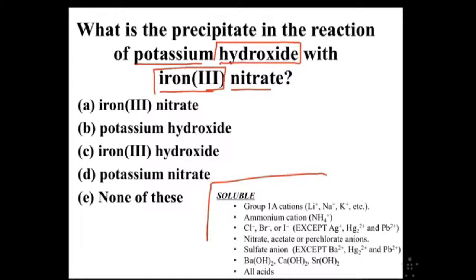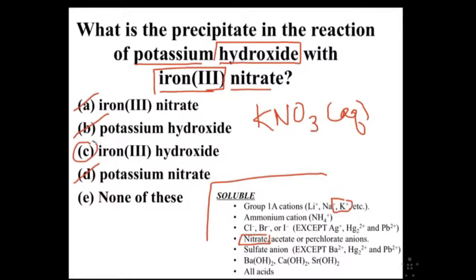Potassium nitrate, KNO3. If we look at the solubility guidelines, nitrate is soluble, potassium is soluble, so that's going to be aqueous, so that's not our precipitate. Potassium hydroxide was one of our reactants, that's clearly aqueous and not even a product. Potassium nitrate is aqueous. Iron 3 nitrate was one of our reactants, so it has to either be C, iron 3 hydroxide, or E, none of these.